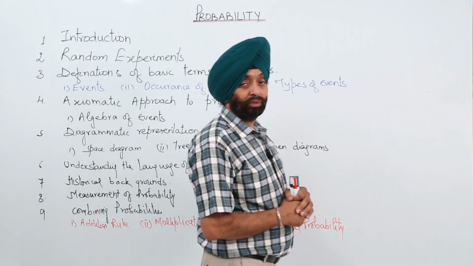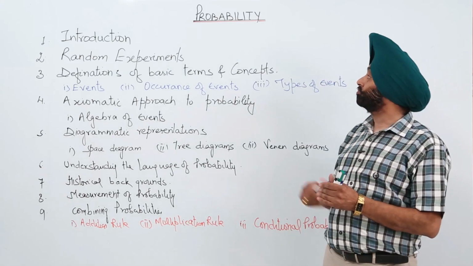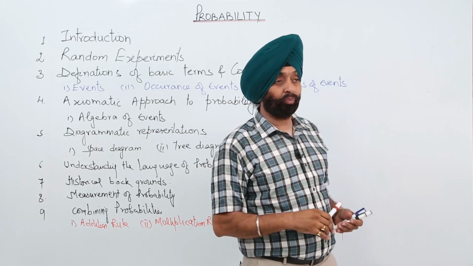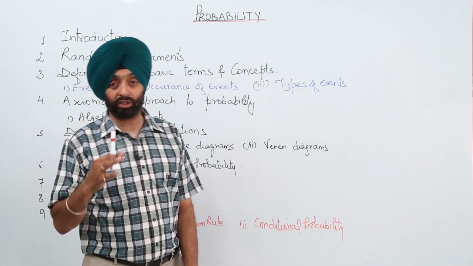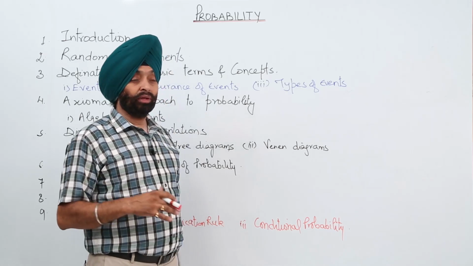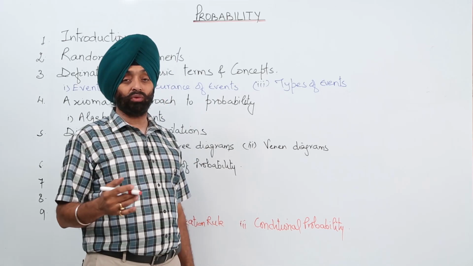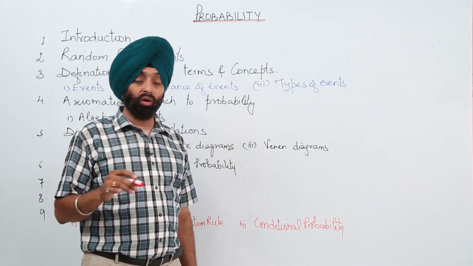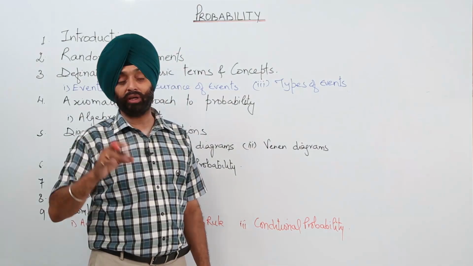Now we are on the next chapter, that is probability. You are already aware of the topic. What we have already studied about this topic, you have already gone through probability, and basically it was the concept of the uncertainty of various phenomena. This we have already done.